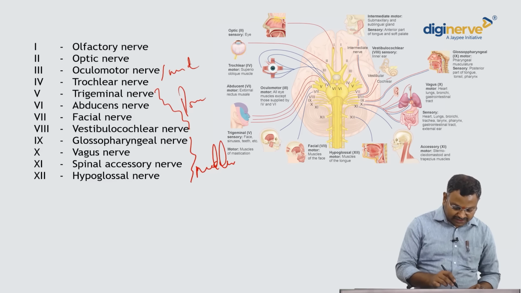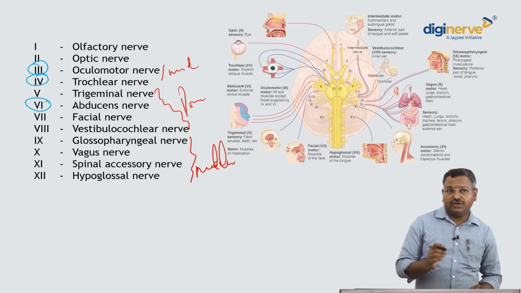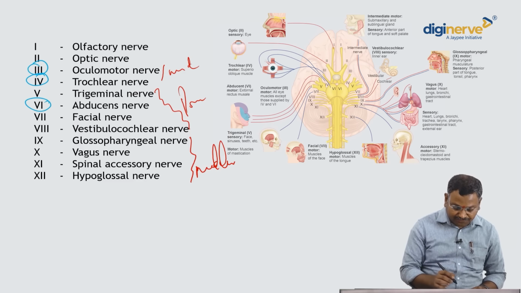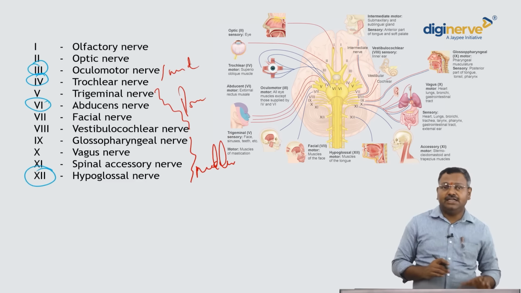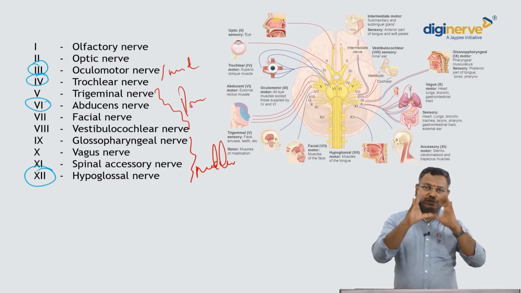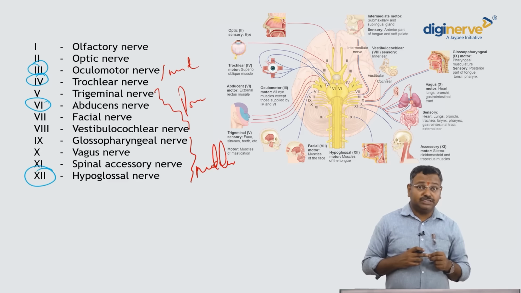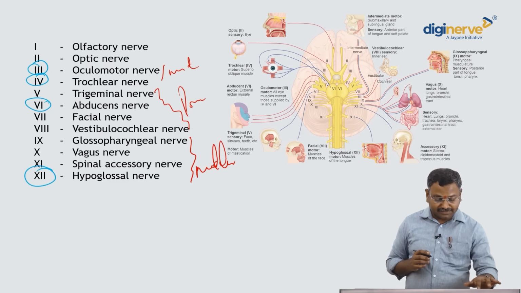As we already know, there are only 4 cranial nerves which are located in the center. So you have the third cranial nerve, the fourth cranial nerve and the sixth cranial nerve which are located in the center of the brainstem as well as the 12th cranial nerve. So this is the basic anatomy that we have to understand, and then we will discuss the individual cranial nerves.